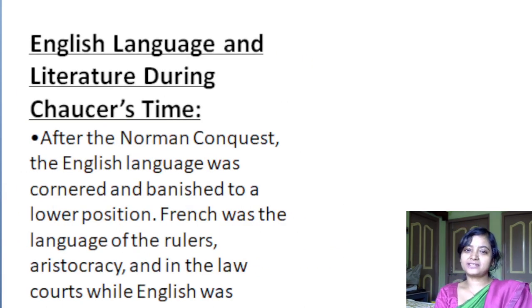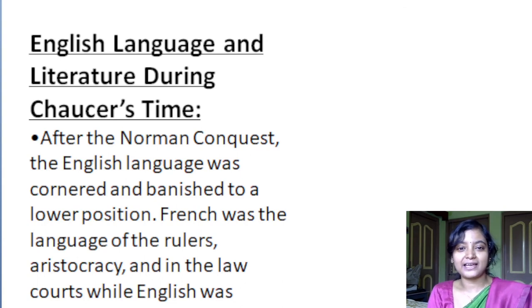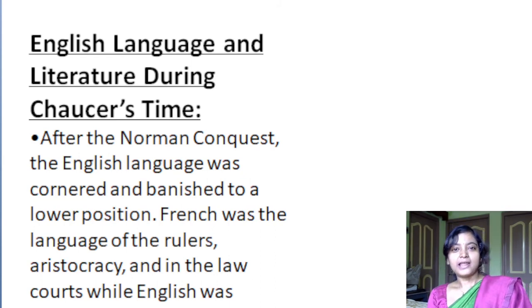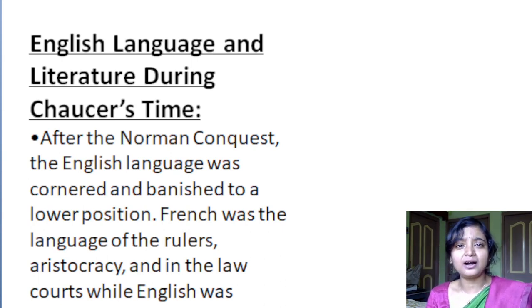So now we will discuss the English language and literature during Chaucer's time. After the Norman Conquest, the English language was cornered and banished to a lower position. We have talked about this in our Anglo-Norman period literary and historical background. In that video, we talked about how English was suppressed and subjugated and pushed aside, and the French language came into power. So, French was the language of the rulers, aristocracy and the law courts, while English was practiced among the peasants and serfs.